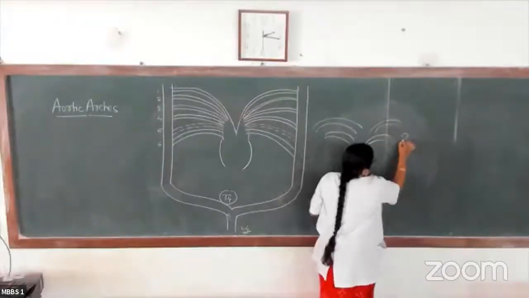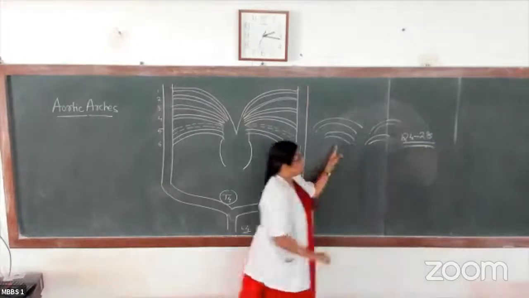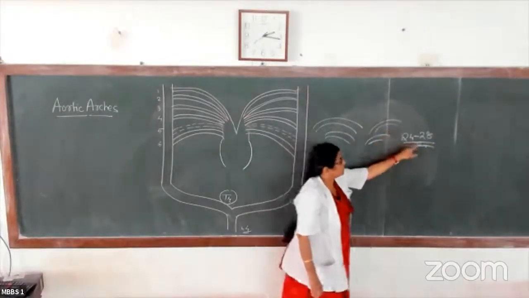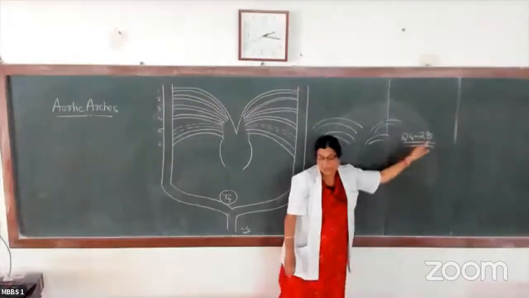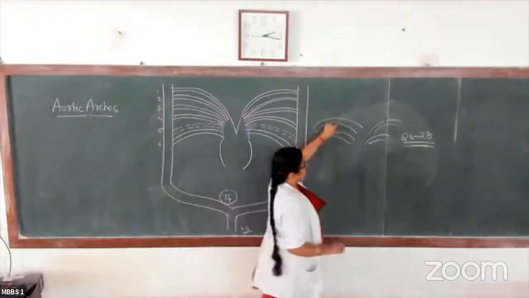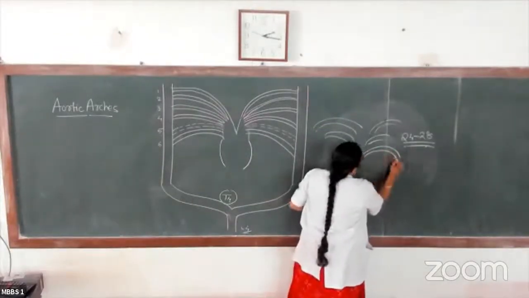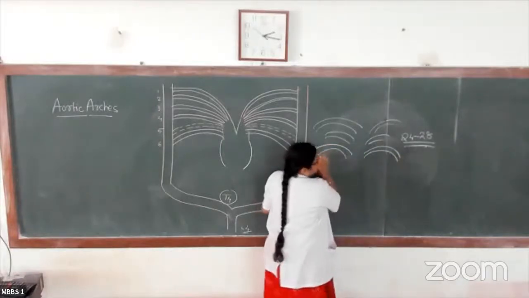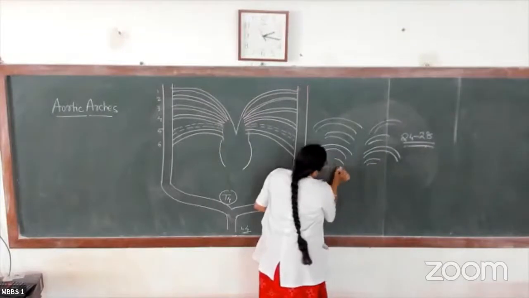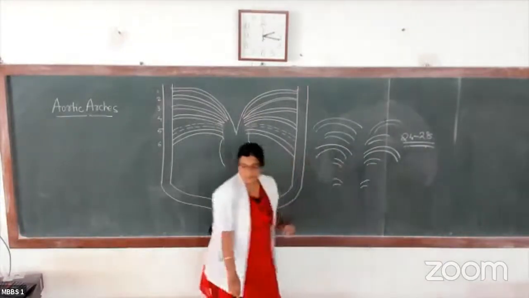On the 24th to the 28th days, okay? On the 24th day they start forming, on the 28th they disappear. So all arches are not seen at a time. As these arches disappear, by the time they disappear, the third arch is formed completely, and the fourth arch and sixth arch just start forming.